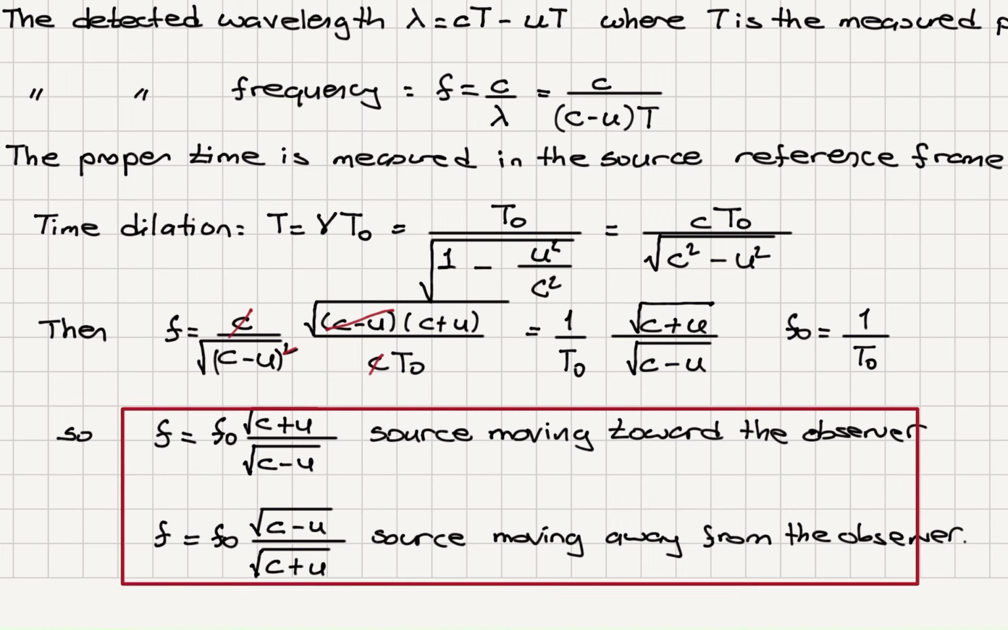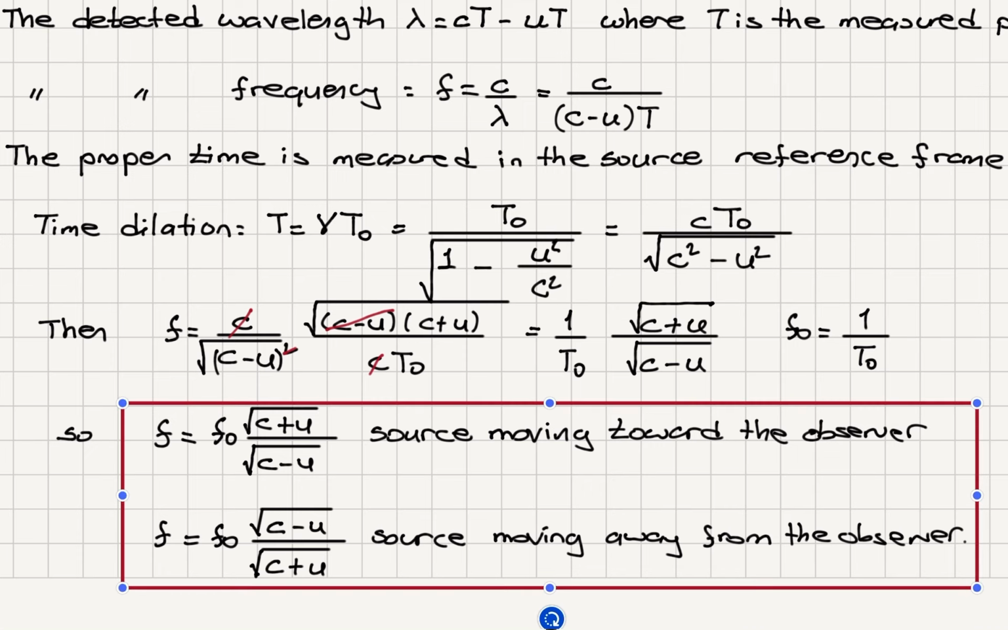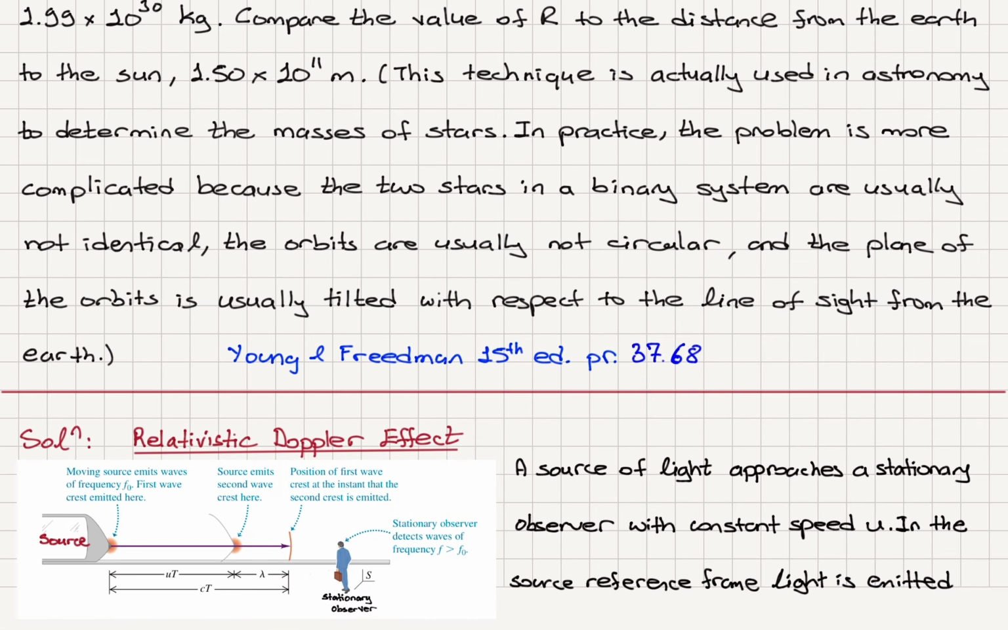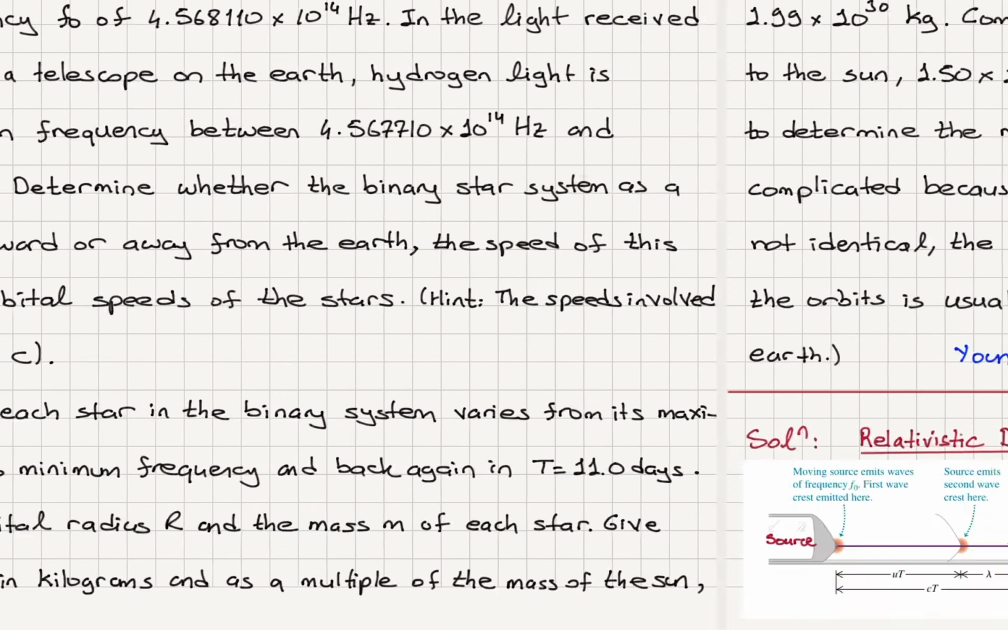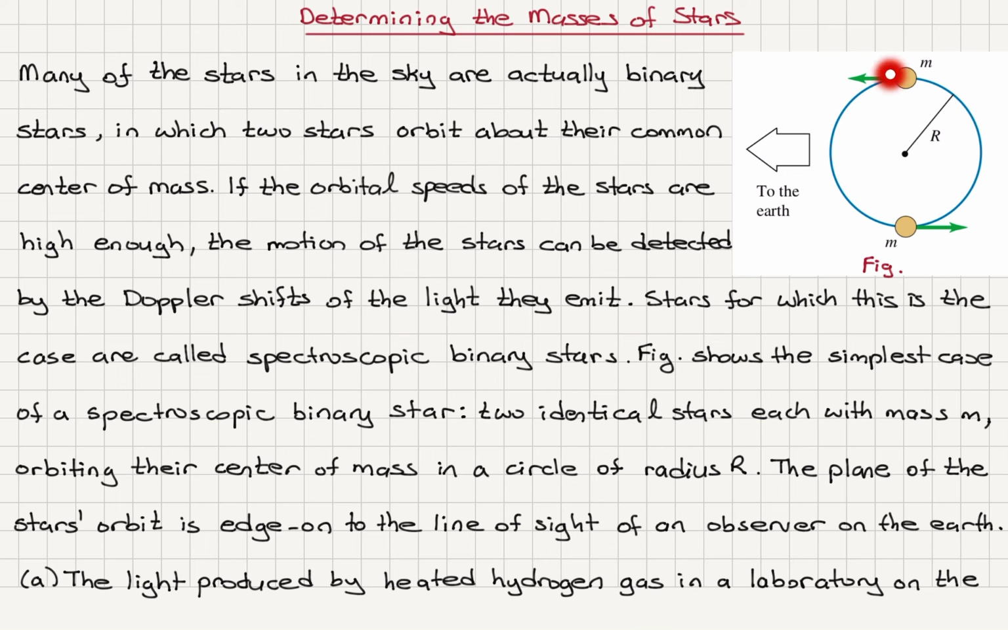So these are the relativistic Doppler shift formulas for the case when the source is moving towards a stationary observer with relative speed u, or moving away from the stationary observer with relative speed u. So this is basically our relativistic Doppler effect. And that's what we need to use in order to calculate the detected frequencies of the light emitted by these two binary stars as seen by a stationary observer on Earth.